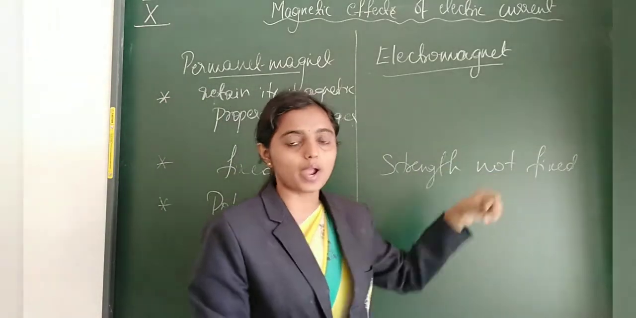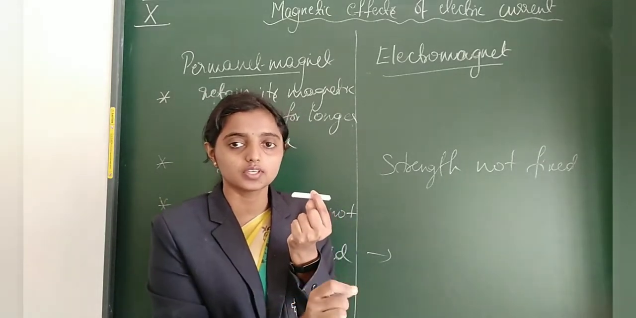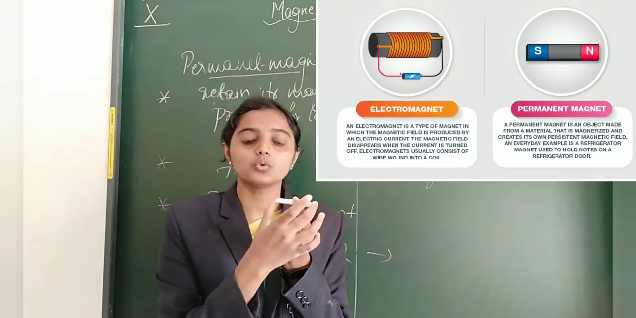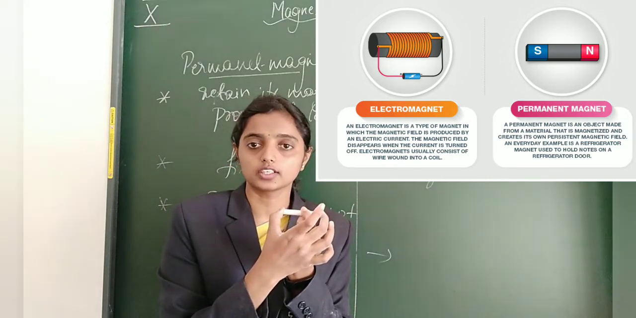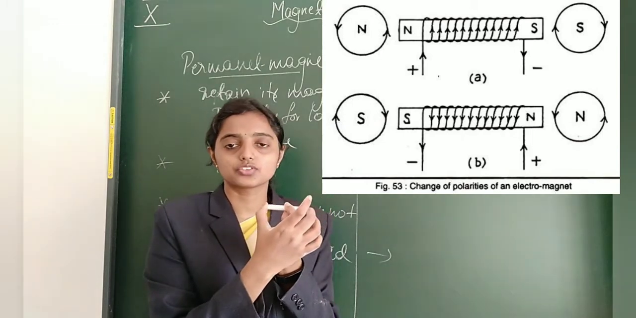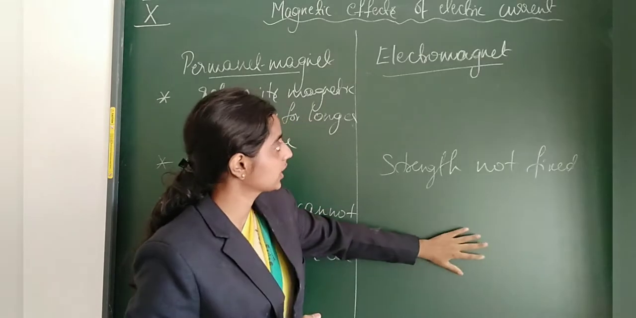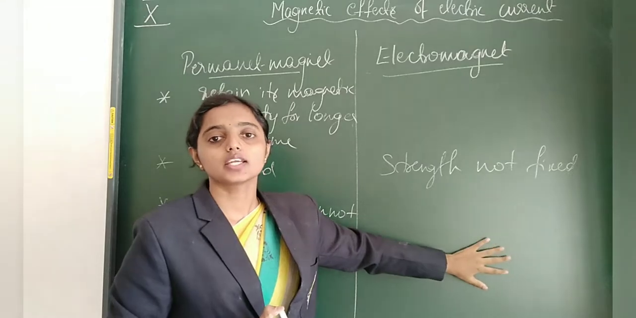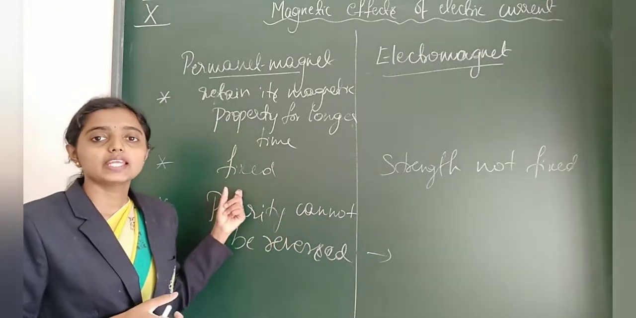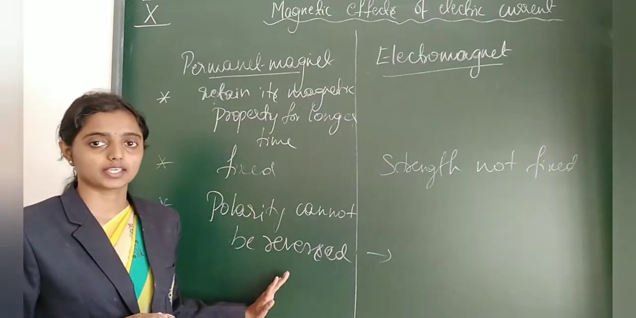But what happens in an electromagnet? If this is north and this is south, and we change the terminals, if we change the battery from positive to negative and negative to positive, the poles will also get altered. So just look at the diagram. If we interchange the batteries, then we will get reversed polarities also. So we can tell that in the electromagnet, the polarities can be altered. It is not fixed here. And the permanent magnet cannot be easily demagnetized. Since it is permanent, we cannot easily demagnetize it.